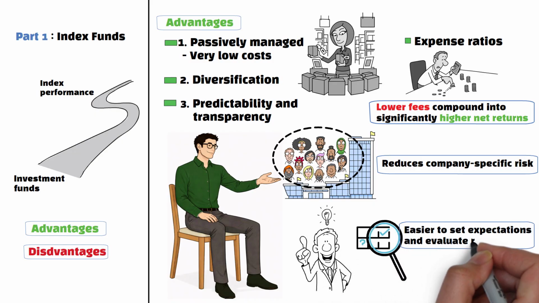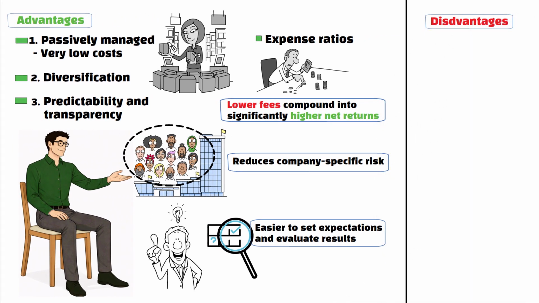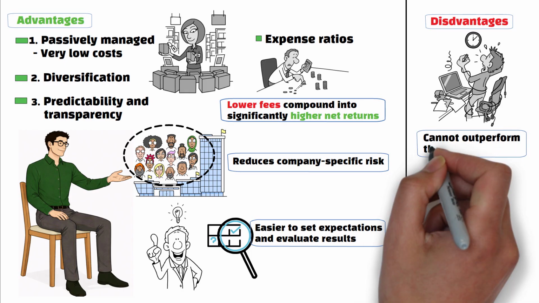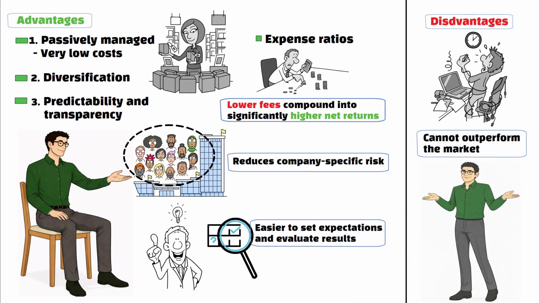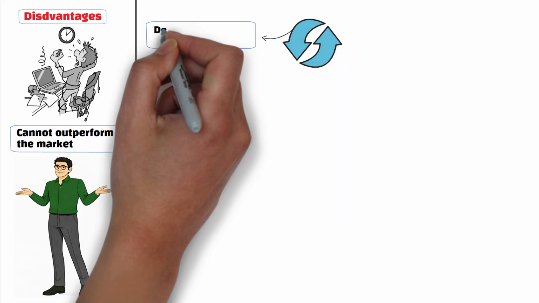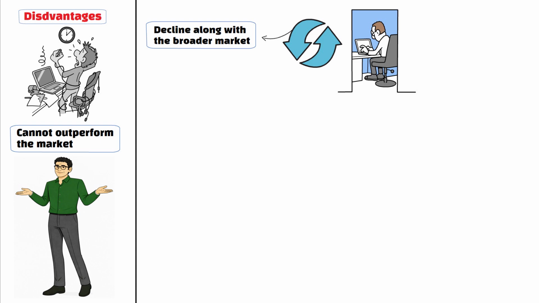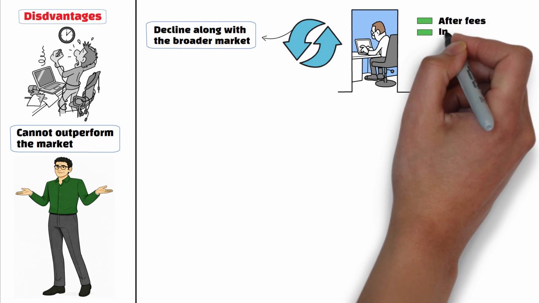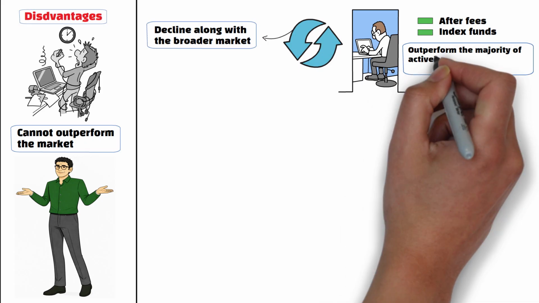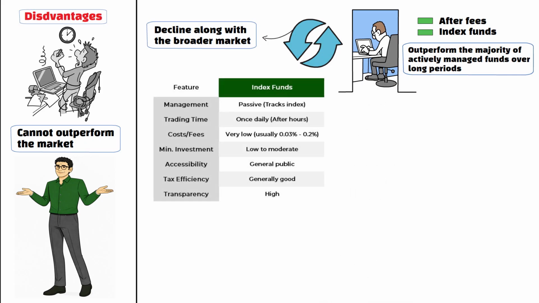However, there are also some disadvantages. The main limitation of index funds is also intentional, which is that they cannot outperform the market. They will rise and fall with the index they track. During market downturns, index funds decline along with the broader market, with no active manager attempting to reduce exposure defensively. Despite this, extensive academic research shows that, after fees, index funds often outperform the majority of actively managed funds over long periods. This is why many experienced investors advocate it as the core of a long-term portfolio.